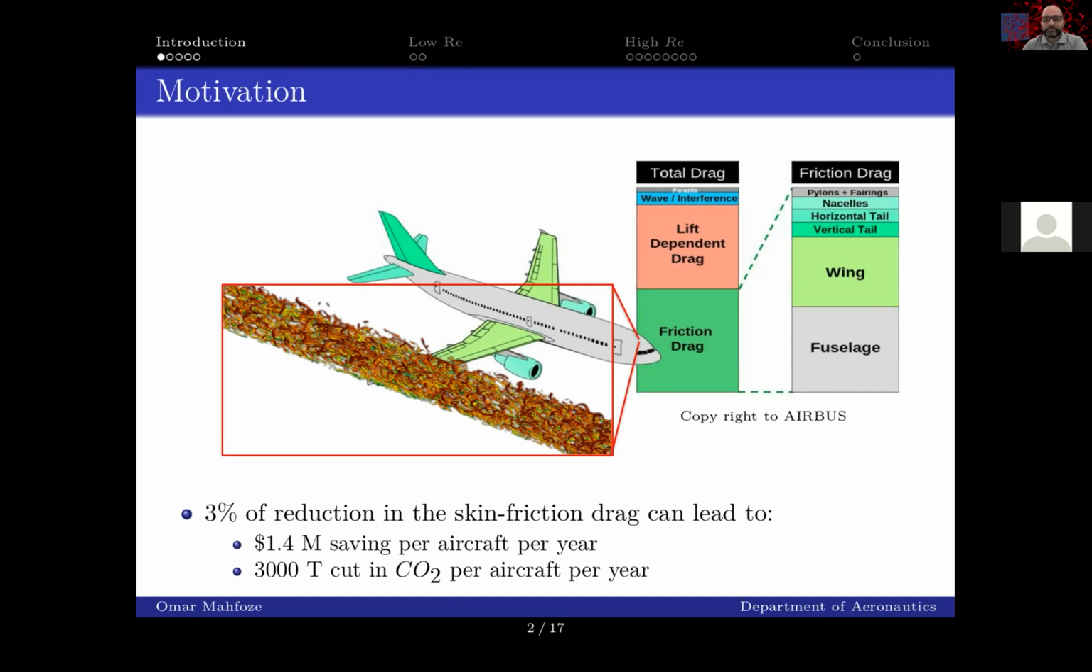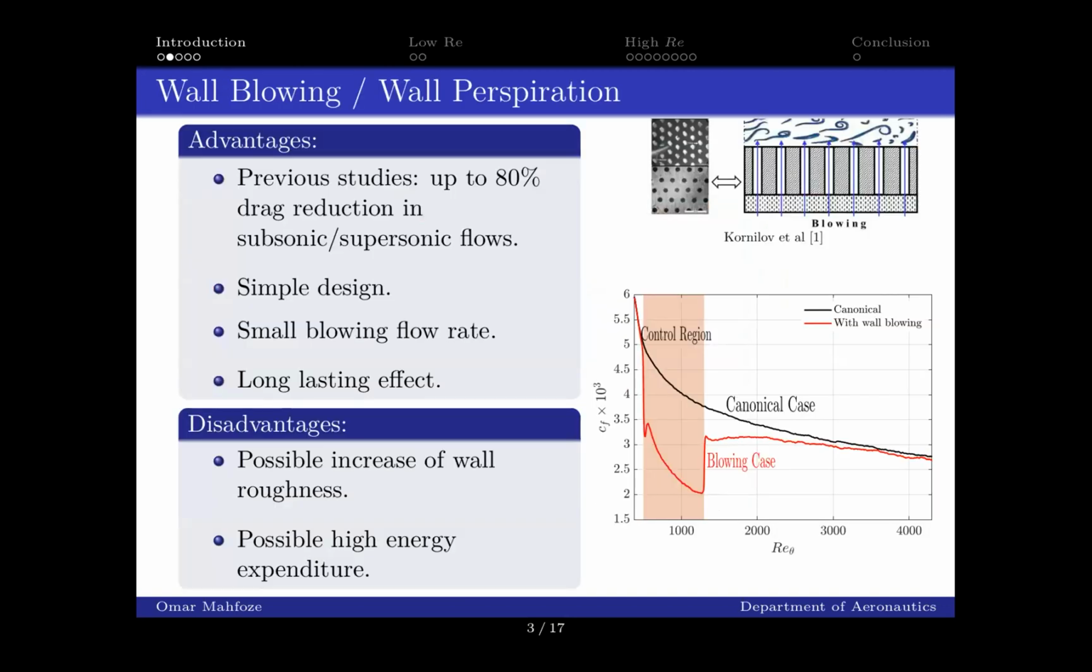One of them is wall blowing. If we have a permeable surface or micro-perforated plate and we apply a pressure on one side, then the flow will go through that surface perpendicular to it. And we can reduce the drag significantly, by over 80% or 90%.